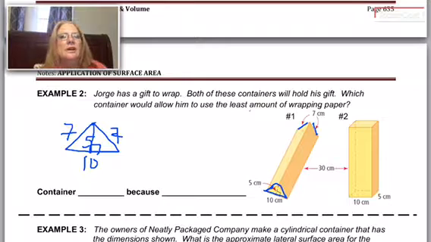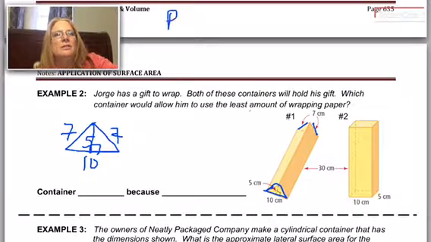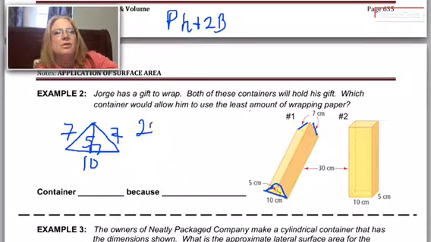So now we can use the same formula, Ph plus 2B. The perimeter of this triangle is 24. Now the height of the prism is going to be 30.